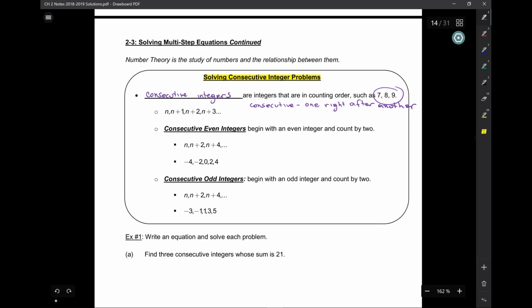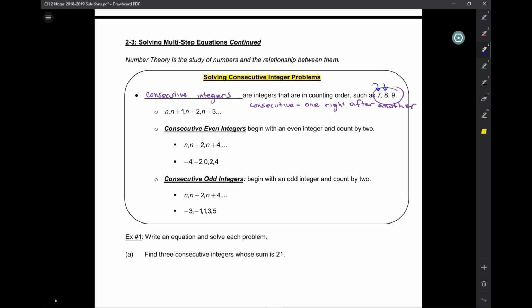Okay, so if I were to start at 7, how many do I go up to find the next one? 1, right? I go to 8. And then from 8, how many do I go up after that? 1 more, okay? So let's think about it another way. From 7, I go up 1. And then from 7, I go up how many to get to 9? 2. And then from 7, how many for the next one? 3. So I go up 1, then 2, then 3.